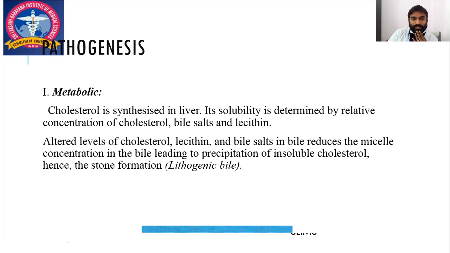Now we talk about the pathogenesis of gallstones. Metabolically, cholesterol is synthesized in the liver. Its solubility is determined by the relative concentration of cholesterol, bile salts, and lecithin. The altered levels of cholesterol, lecithin, and bile salts in bile reduce the micellar concentration in the bile, leading to the precipitation of insoluble cholesterol, hence stone formation. This is a lithogenic bile.